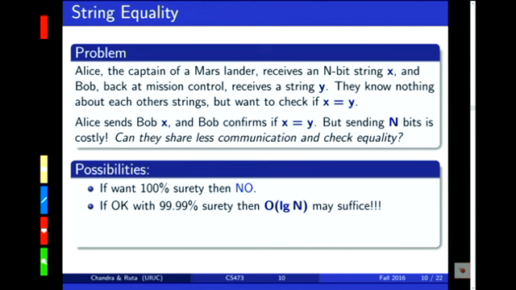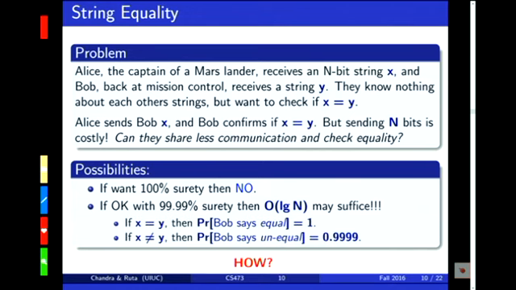And what do I mean by 99.99% surety? There will be one-sided error. So if x equals y, then the probability that Bob says equal is 1. We will design such a procedure. But if x does not equal y, then the probability that Bob says unequal, which is the right thing, is 0.9999.